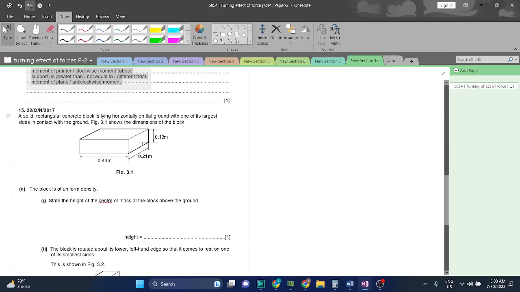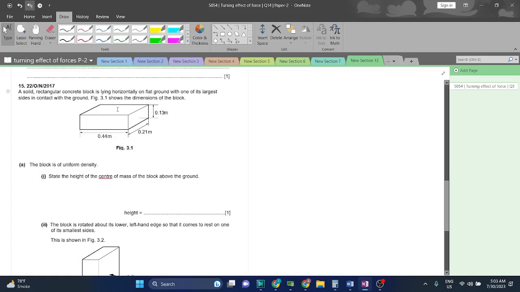Question 15. A solid rectangular concrete block is lying horizontally on flat ground on one of its largest sides. That means its center of mass is low and its surface area is the highest of any other side. Figure 3.1 shows the dimensions of the sides, this and this. The block is of uniform density, which means the mass is uniformly distributed.